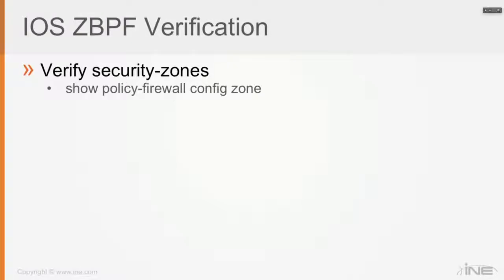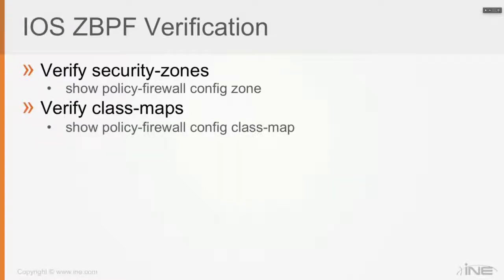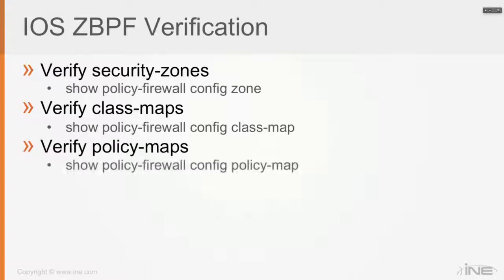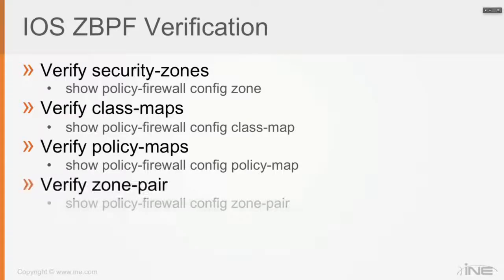So again, how good is that command? Show me the policy firewall configuration, show me the zones. If I want to verify the class maps, show me the policy firewall configuration of class maps. Show me the class maps. If you want to verify the policy maps, show policy-firewall config policy-map. If you want to verify the zone pair, show policy-firewall config zone-pair.